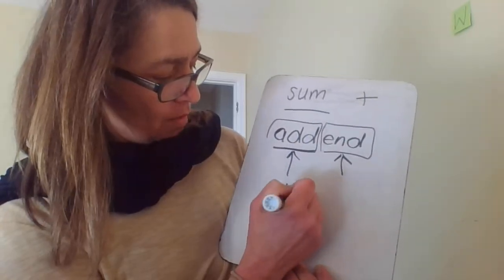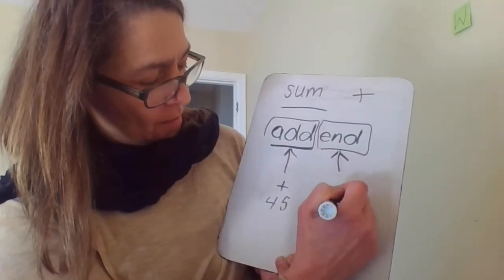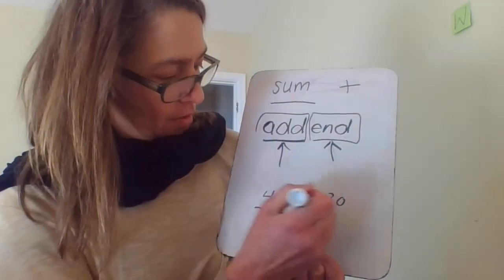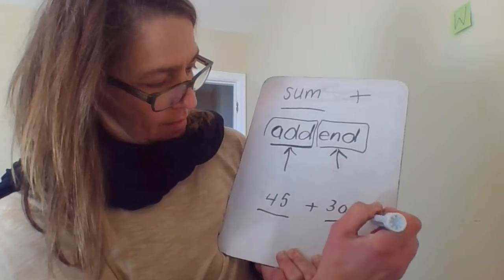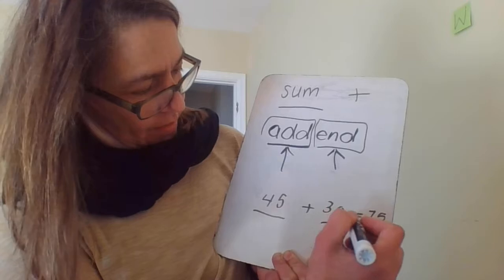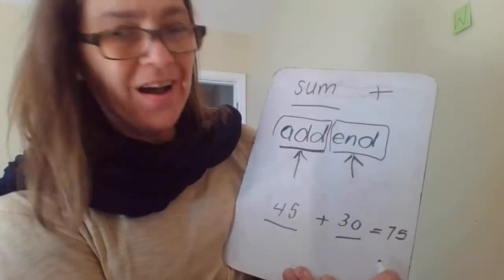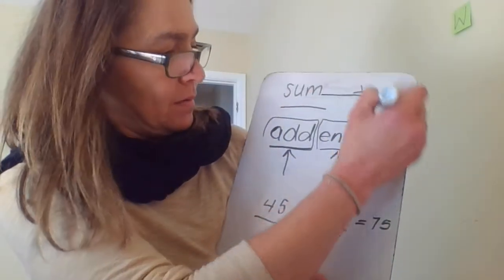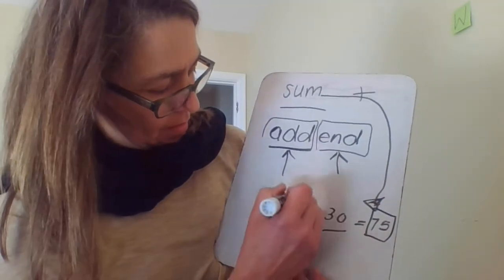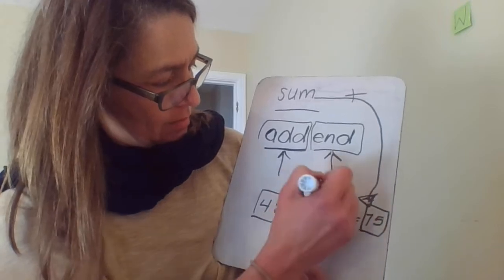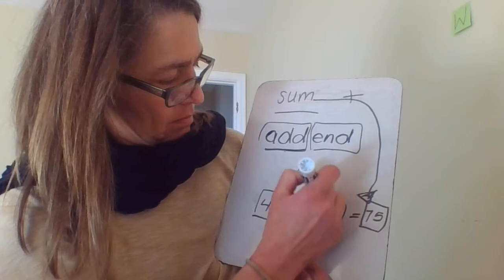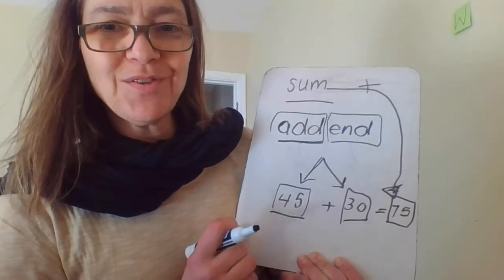So it could be 45 plus 30. These are your add-ends, and 75, I believe. 4 tens plus 3 tens is 70. 75 is the sum. Okay, the sum is the answer, and these are your add-ends. All right, that's your vocabulary.